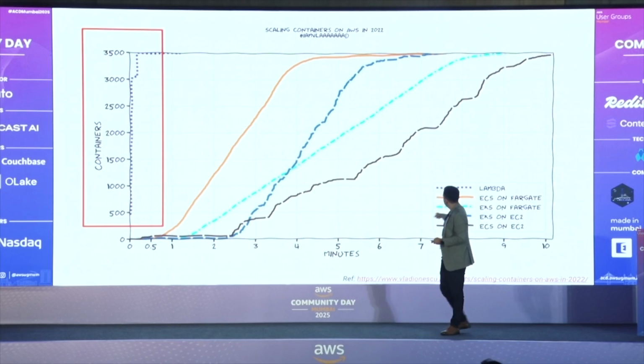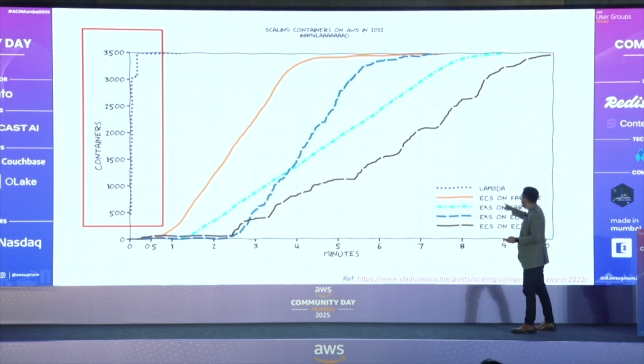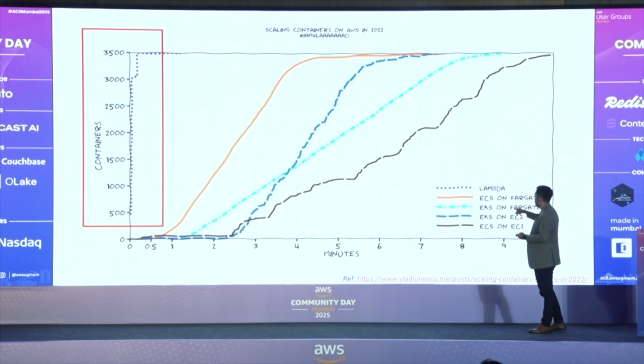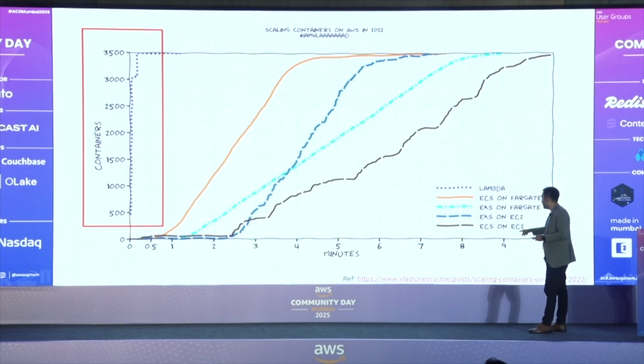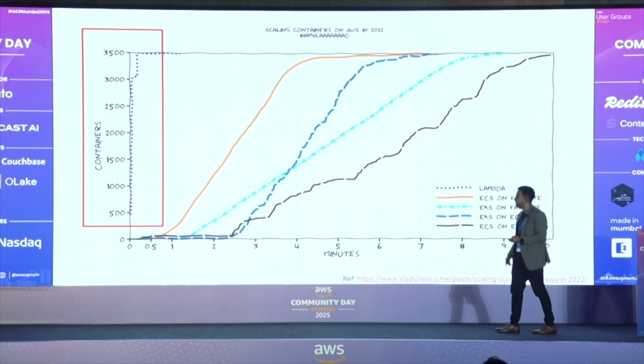So there's Lambda, and if you think about the others, you have ECS on Fargate, the orange one, EKS on Fargate, EKS on EC2, and ECS on EC2.